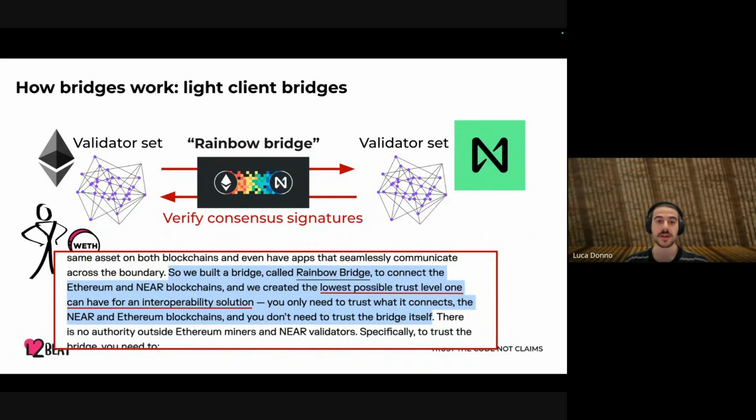And this was true in the sense that this is way, way better than what was before, like the Avalanche model, where you have just one single trusted party. It is not the lowest possible trust level though, and I'm going to explain why. But still, this is pretty good. If you see a light client bridge between two chains, and these two chains are big enough so that you can kind of trust the validator set, this is a pretty good bridge. It's something that I would use personally.